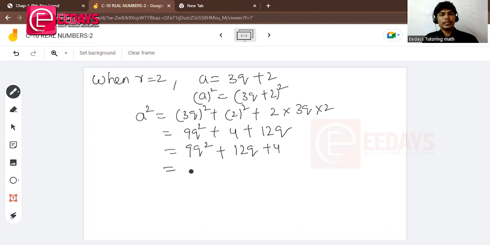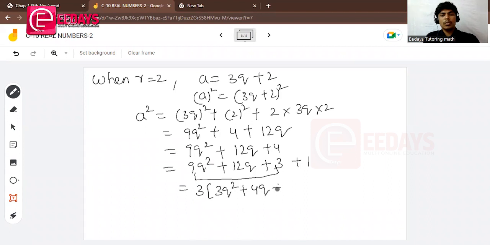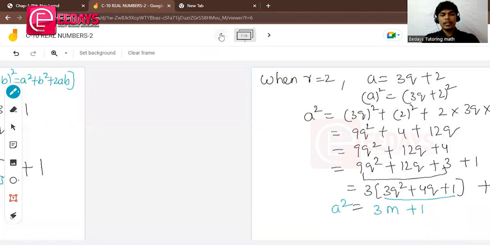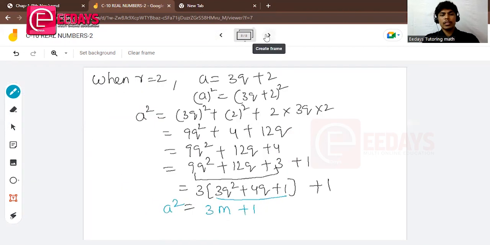Now if you take 3 as common, observe carefully: from these two, 4 we can write as 3 plus 1 for my reference. So from this, if you take 3 as common, what will you get? 3q square plus 4q plus 1, and plus 1 at the outside. Now you can take this complete inner bracket as m. So you'll get 3m plus 1. Now a square is equal to 3m plus 1. The same we got in the previous one.